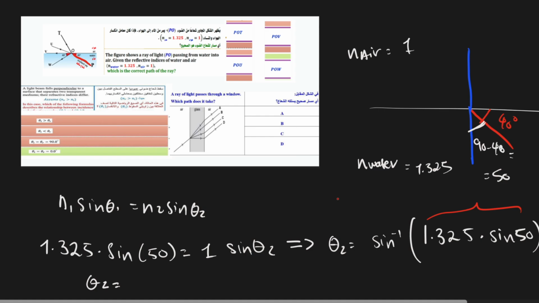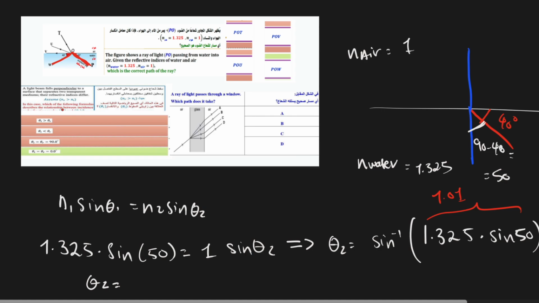So 1.325 times sine 50, and the answer is 1.01. Therefore, this is a total internal reflection. There will not be any refraction. Therefore, the angle of refraction is 0 because there is no refraction at all. So the path is going to go something like this.